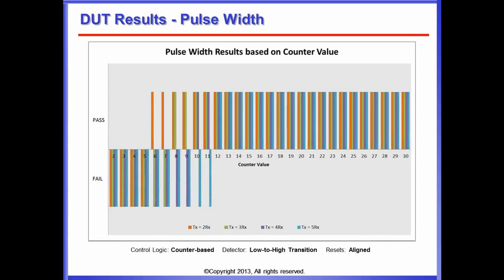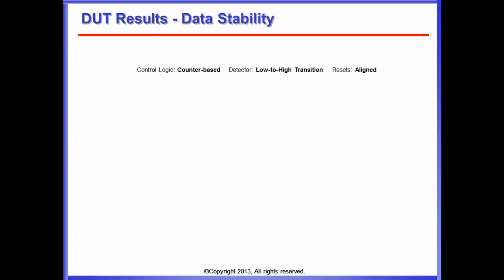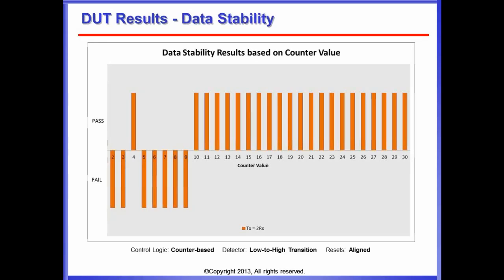This is nothing unexpected. Now, if it comes to looking at the same thing, looking at the data stability checks with formal verification, you find out that you have a counter of 4 which passes, and then you have a few which do not pass, and then you have passing values again.